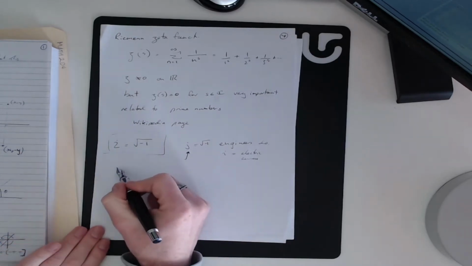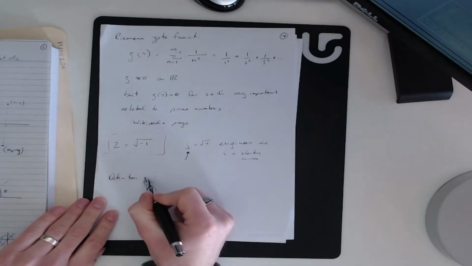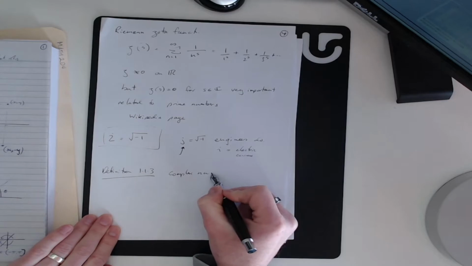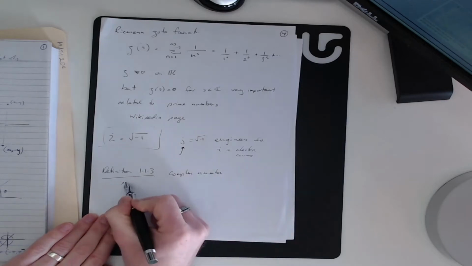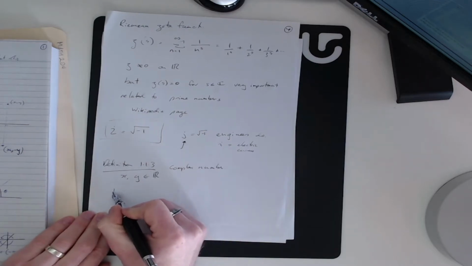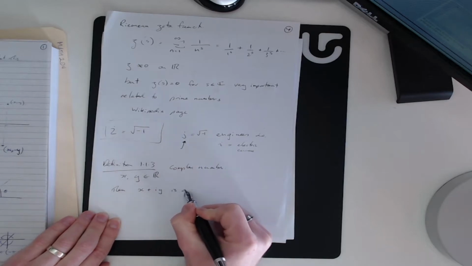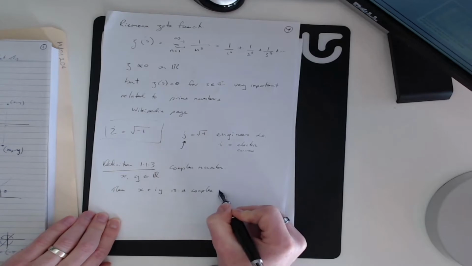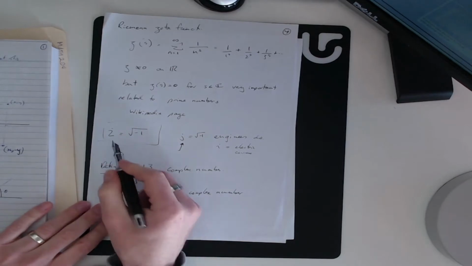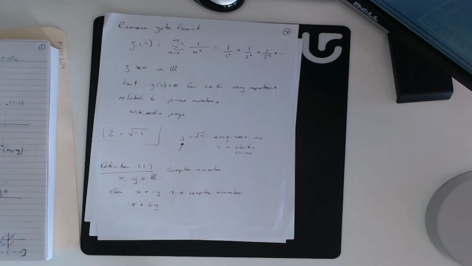Okay, so complex number, right? Definition. This is 1.1.3 in the notes. Complex number. So we take x and y, elements of the real numbers, then x plus iy is a complex number. Don't let my notation worry you, I've been writing it with a script i, but you can also write it like this. It is a complex number.